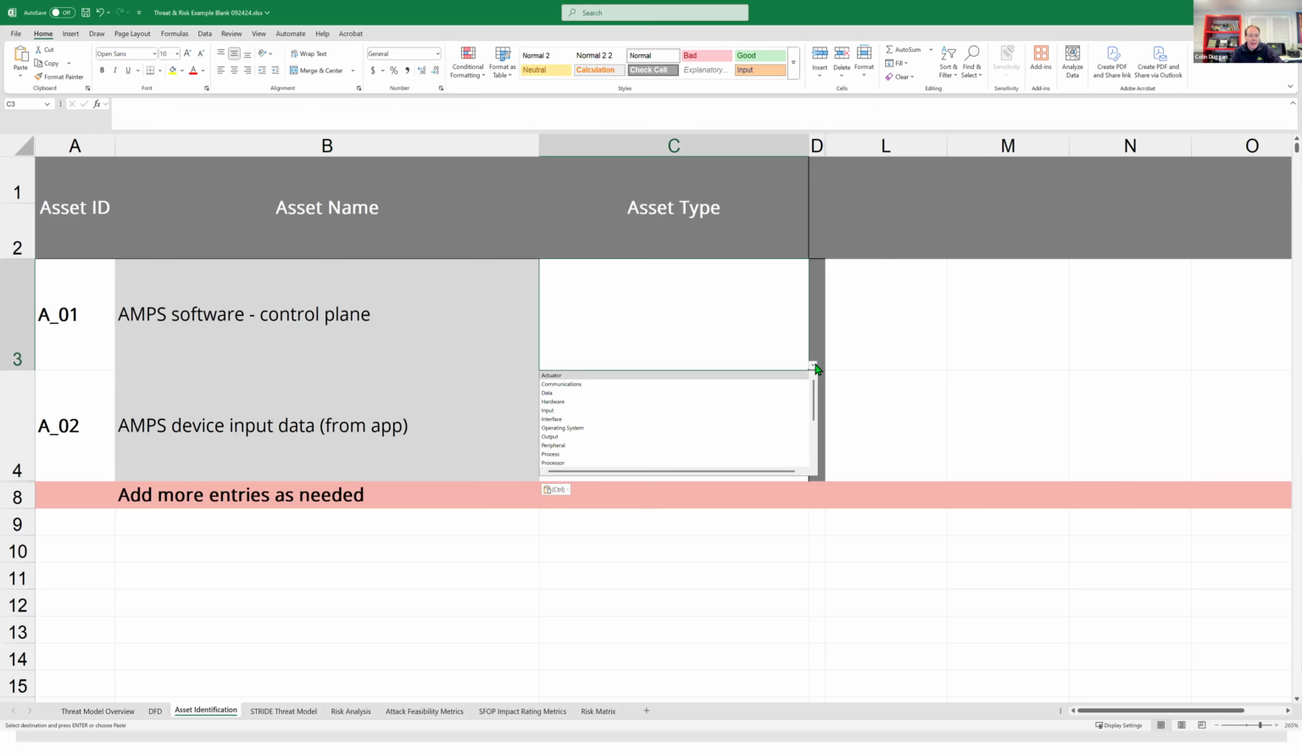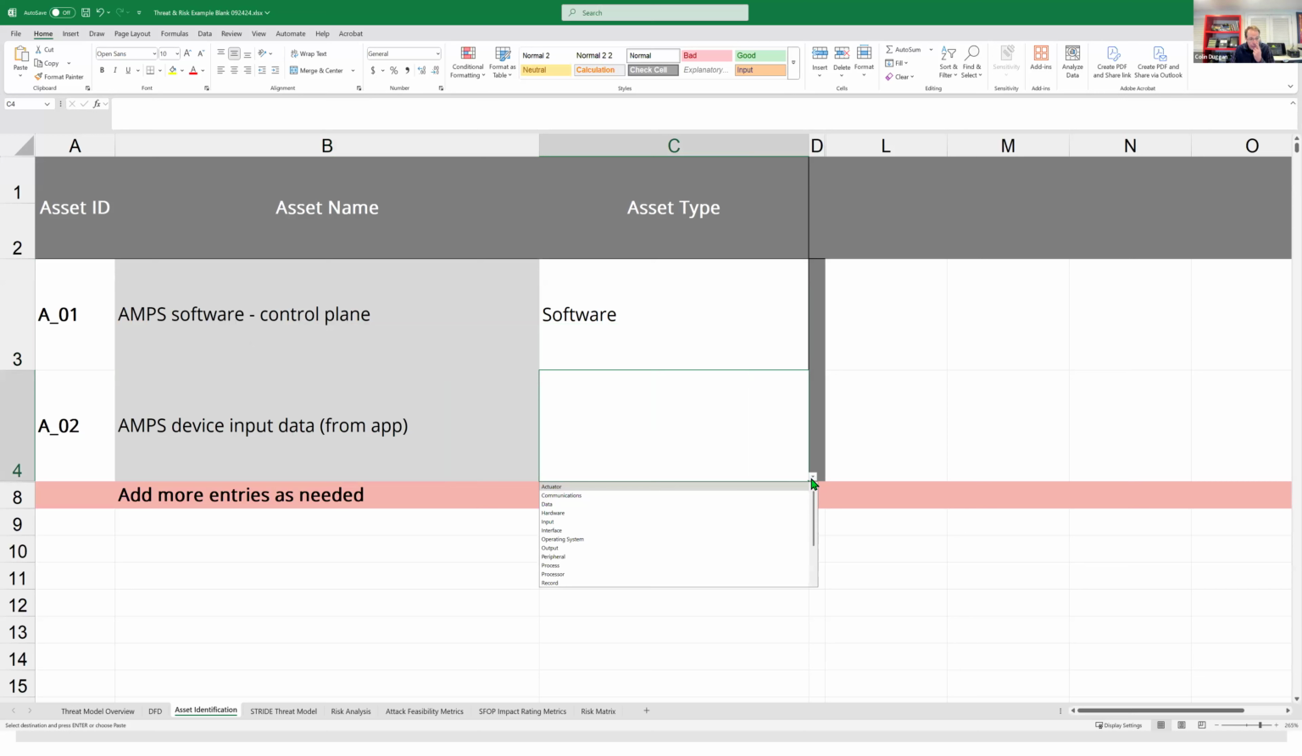Asset types, we have a drop-down list here. They include software, which is what this asset is. We're saying in the AMPS device, the fictional device that's worn on somebody's ankle, it has firmware in it. It is essentially an embedded system. And that's the asset that we're going to consider a possible threat for. And then this one is data from the app into the AMPS device. And if we can get through this example, you're going to see that it's a fuzzing attack causing denial of service is what we've queued up here.